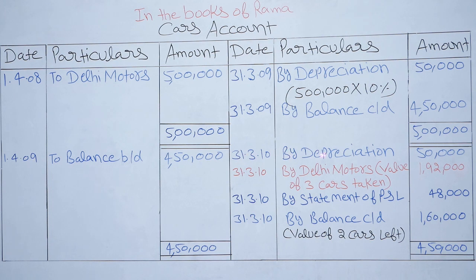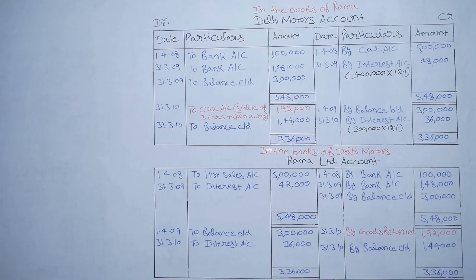31st March 2010, by depreciation 50,000. Why is depreciation the same? As we are using the straight line method. 31st March 2010, by Delhi Motors, value of 3 cars taken 1,92,000. This value we have calculated in the working note. 31st March 2010, by statement of profit and loss 48,000, being loss suffered by hire purchaser of rupees 48,000. By balance carried down 1,60,000. This is the value of 2 cars left in the books of Delhi Motors, that is hire seller.